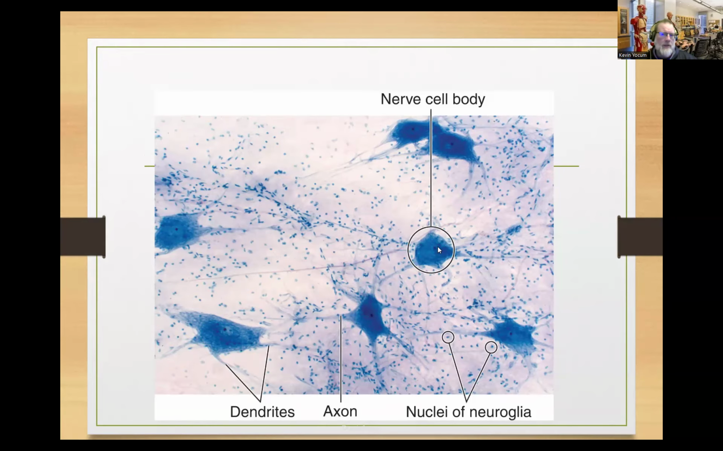neurons don't go through mitosis, so they don't become cancerous. But the glial cells do go through mitosis and can become cancerous. Okay. So when someone has a brain tumor, it's going to be the glial cells typically, not the neurons.